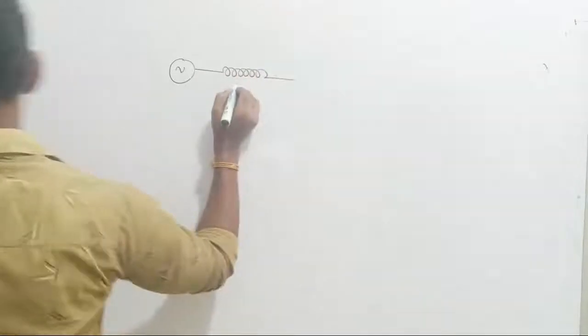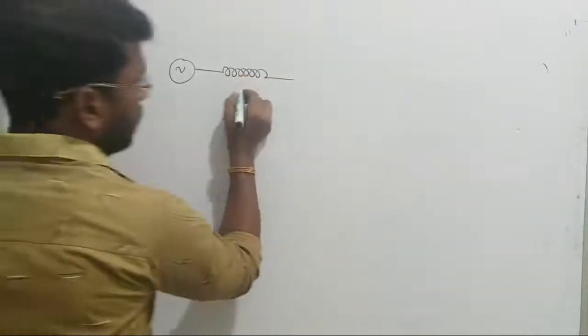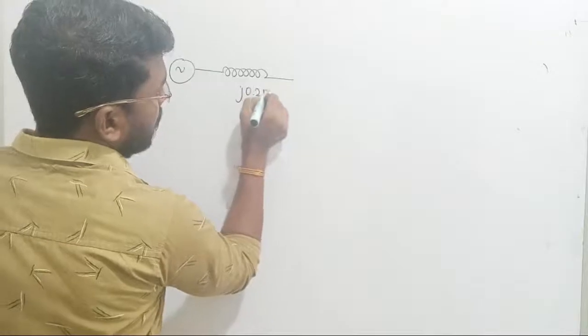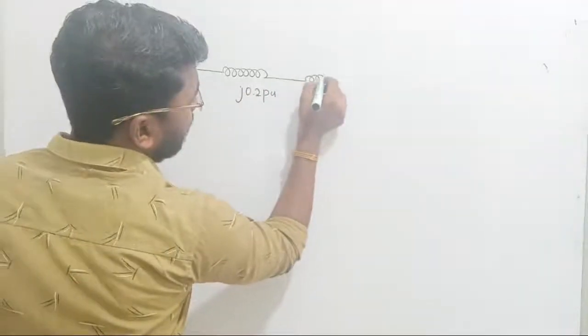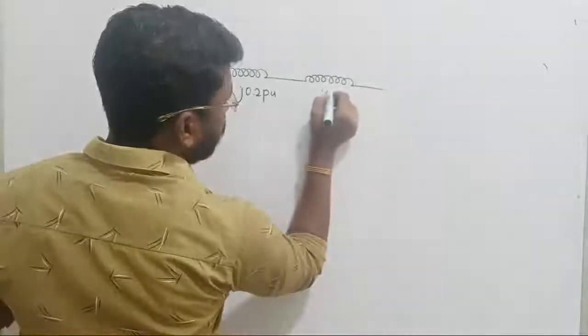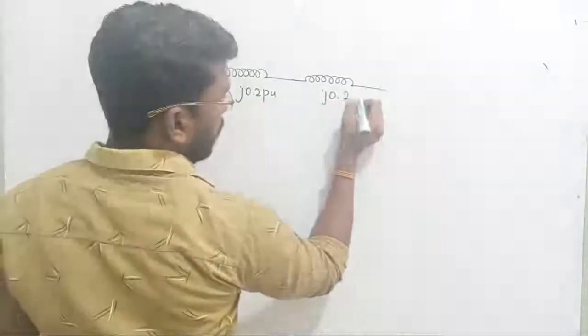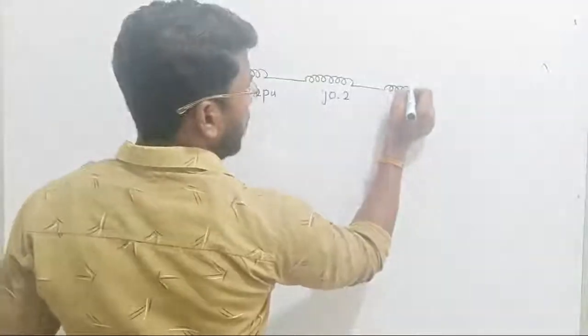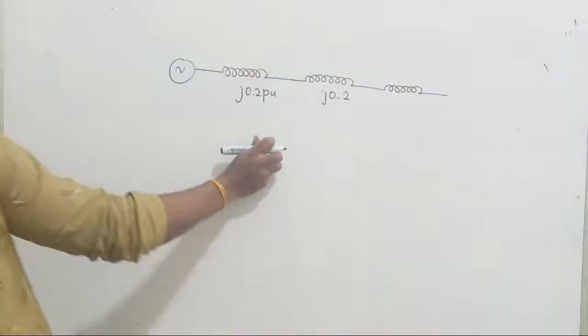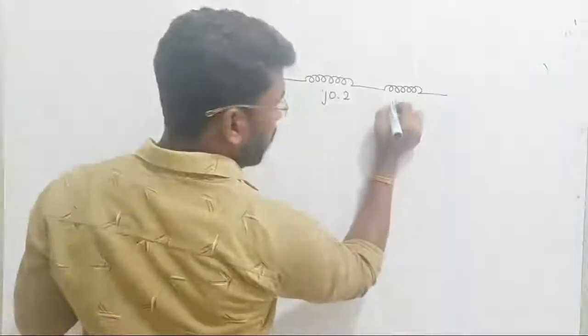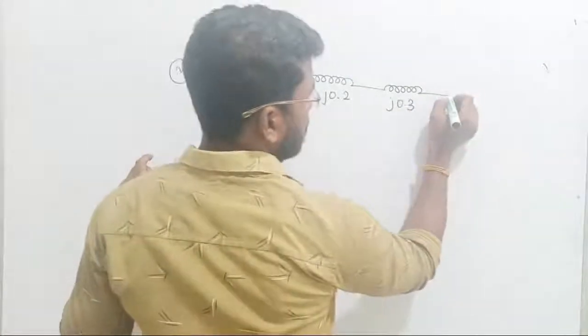The alternator's synchronous reactance is clearly given. Its value is j0.2 per unit. After that, the transformer is not needed, as its per unit reactance is also given, and that is also j0.2 per unit. Let us proceed. Transmission line, how much is given? That is j0.3 in per unit.